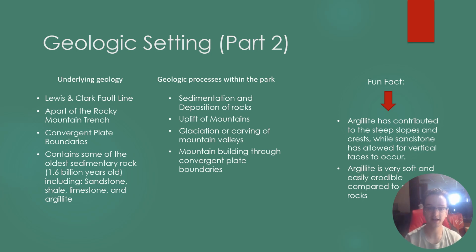Now, on this slide, I'm going more in depth on the geologic setting. So we already talked about how it's on the Lewis Overthrust fault line, but the interesting thing, it's also a part of the Rocky Mountain Trench. So these mountains and cliffs were formed because of convergent plate boundaries, and like I said, I believe 2 slides ago, it contains some of the oldest sedimentary rock in the world. So this sedimentary rock was 1.6 billion years old, and it contains sandstone, shale, limestone, and argillite.